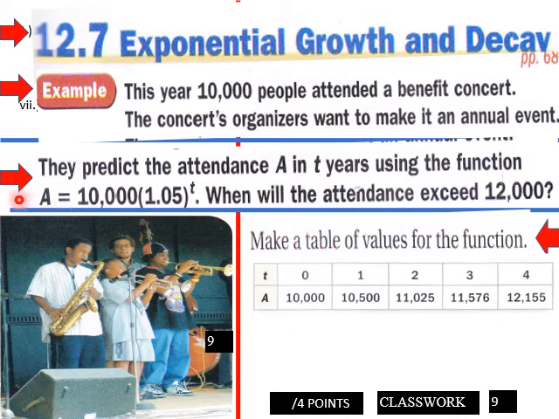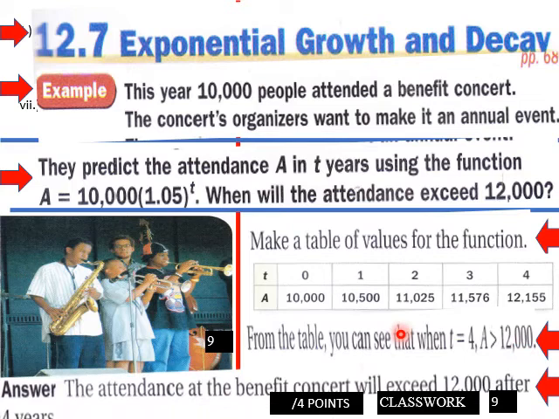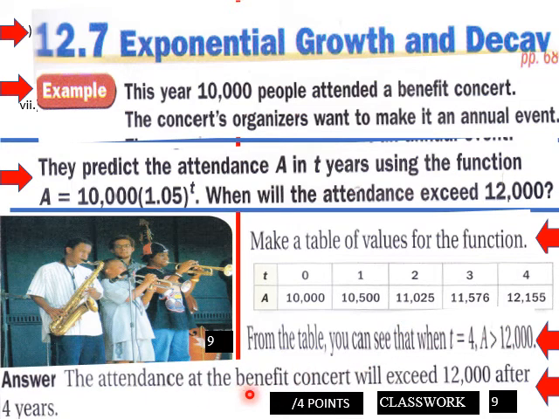So let's make a table of values using this function. When T equals 0, A equals 10,000. T equals 1, 10,500. T equals 2, 11,025, and then 3 will be 11,576, etc. So it seems like for year 4, it would exceed 12,000: 12,155. From the table, you can see when T equals 4, attendance will be greater than 12,000. So the attendance at the benefit concert will exceed 12,000 after 4 years.